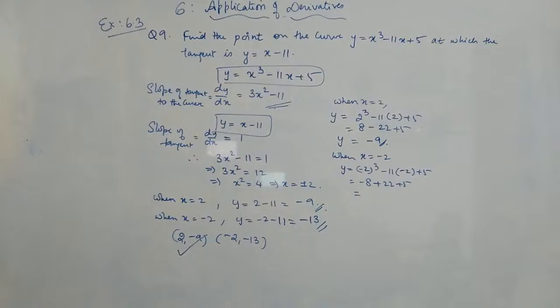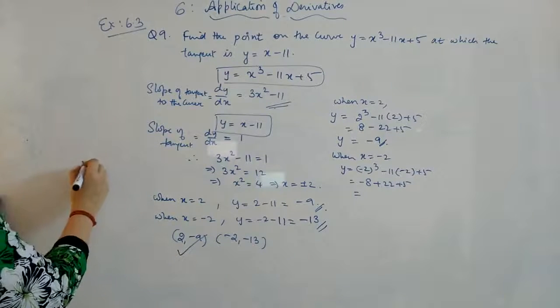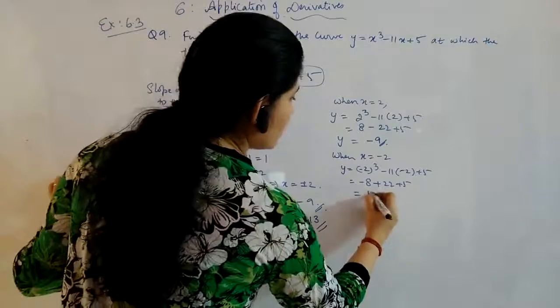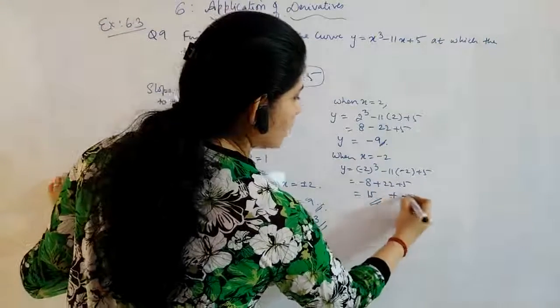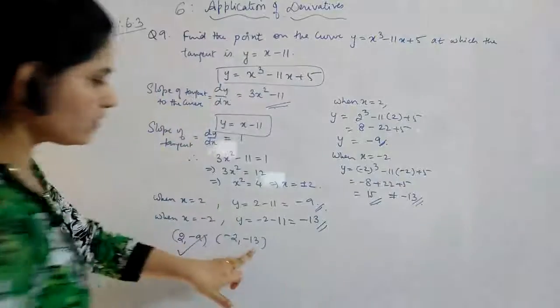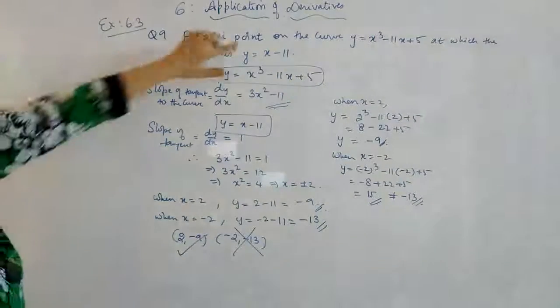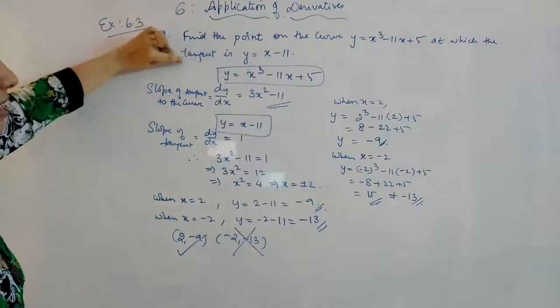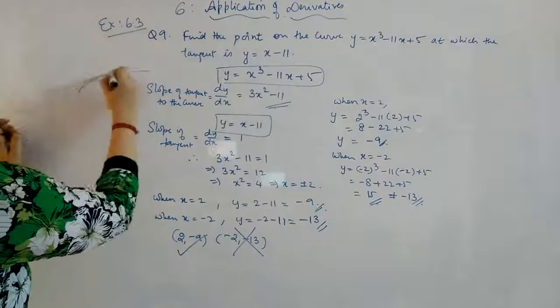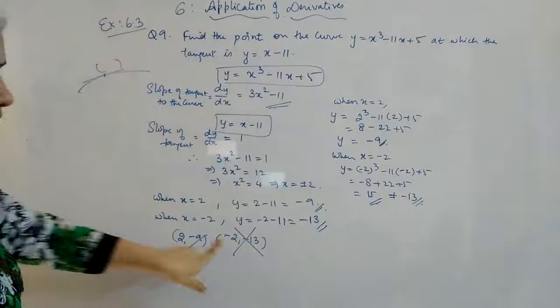How much are you getting? This is 20 minus 8, so it is not equal to minus 13, right? Not giving you this point. That means this point is not the point which is required, which is making the tangent. At the point of tangent, this is not a point, but this is a point.